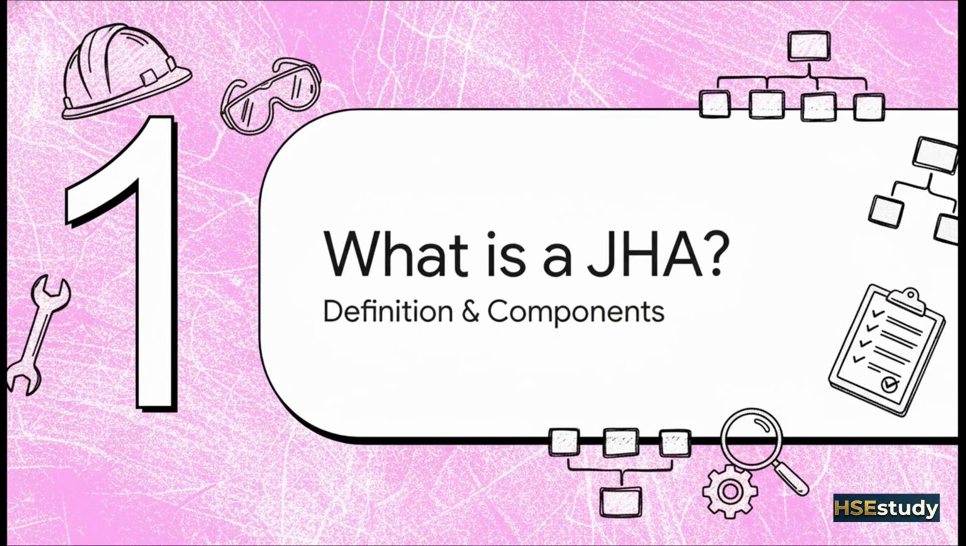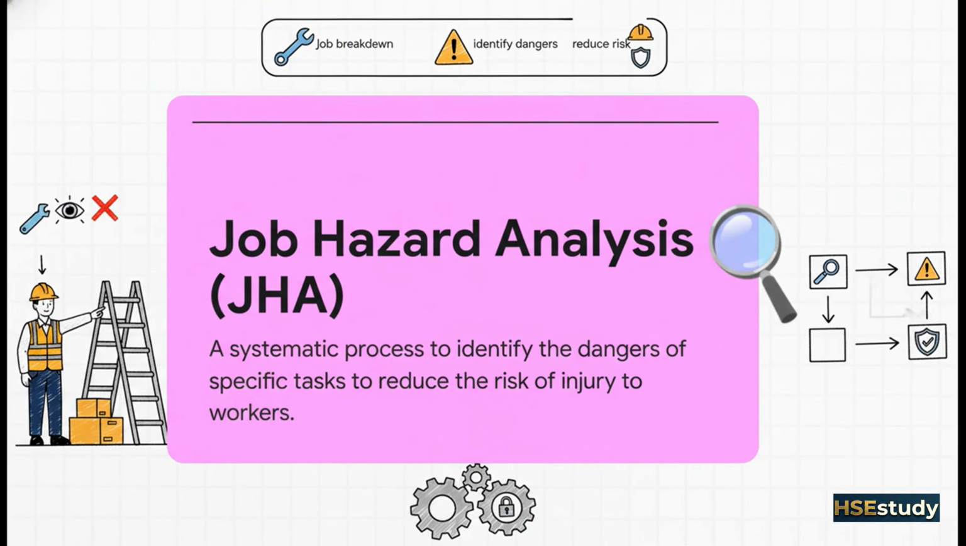Before we can write a good JHA, we need to be crystal clear on what it is, what its core pieces are, and just as importantly, who should be putting it together. So here's the official definition. A JHA is a systematic process. The whole goal is to look at a specific job, pinpoint the dangers tied to it, and then figure out how to lower the risk of someone getting hurt. It's all about breaking down the work to really understand the risk.